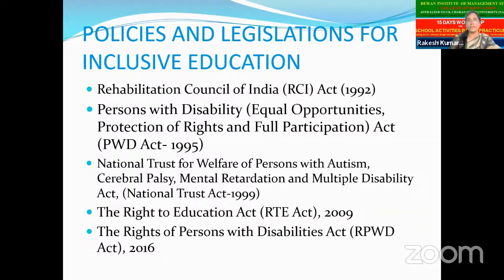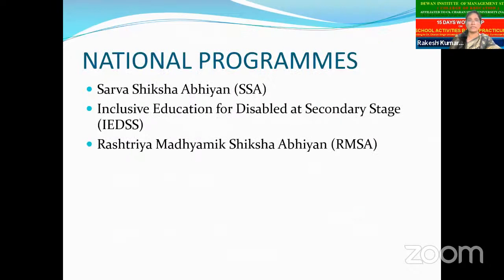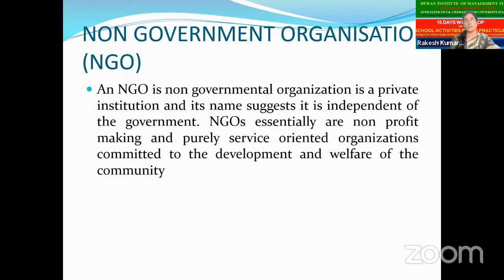1999. And the next one is Right to Education Act 2009, Right to Person with Disability Act, and Sarva Shiksha Abhiyan. Sir, Rajesh sir already explained about Sarva Shiksha Abhiyan, and then Inclusive Education for Disabled at Secondary Stage, Rashtriya Madhyamik Shiksha Abhiyan. So our topic is promoting NGOs in inclusive education.